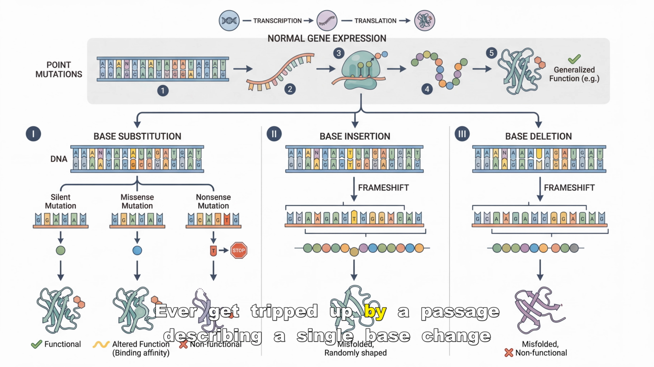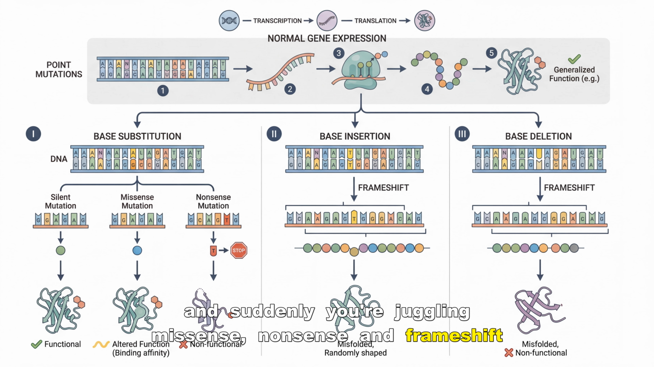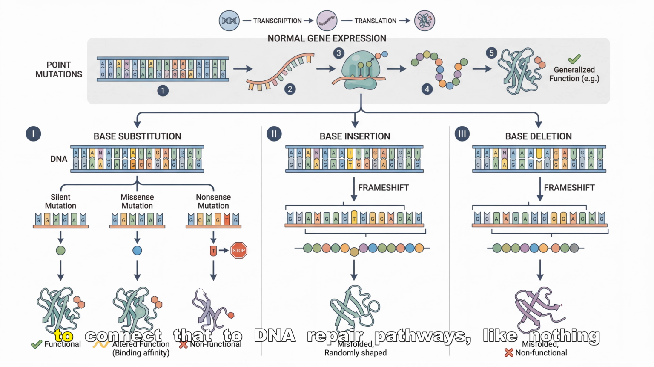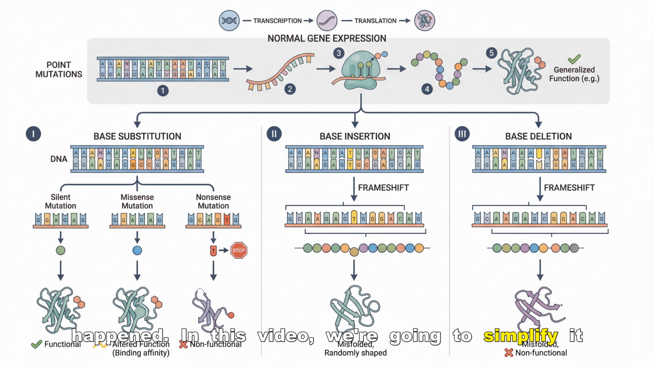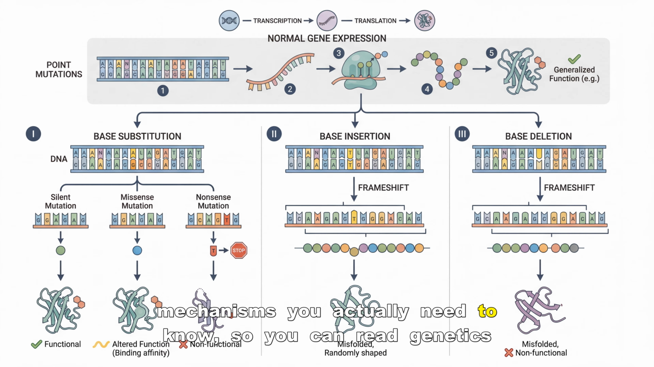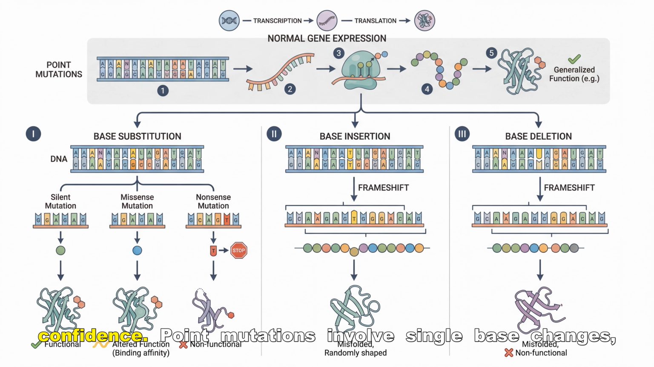Ever get tripped up by a passage describing a single base change and suddenly you're juggling missense, nonsense, and frameshift mutations in your head? And then the MCAT expects you to connect that to DNA repair pathways, like nothing happened. In this video, we're going to simplify it all, breaking down the major mutation types and the key repair mechanisms you actually need to know so you can read genetics passages with clarity and answer questions with confidence.